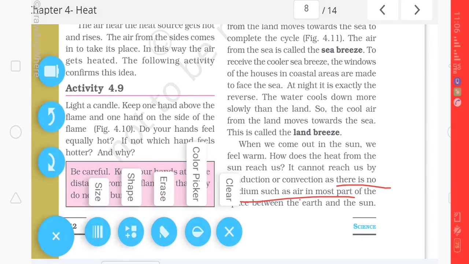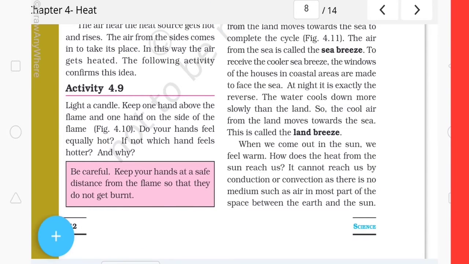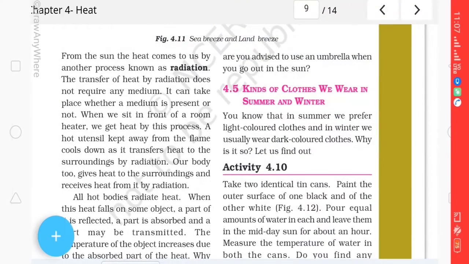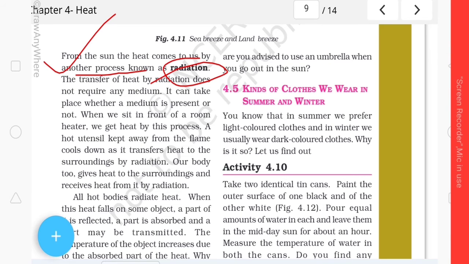In the space between the earth and the sun, there is no air. In most parts of space there is no air, but still the heat from the sun is reaching the earth. So let's see how. From the sun, the heat comes to us by another process which is known as radiation. The transfer of heat from the sun to our body or to the earth is because of radiation.